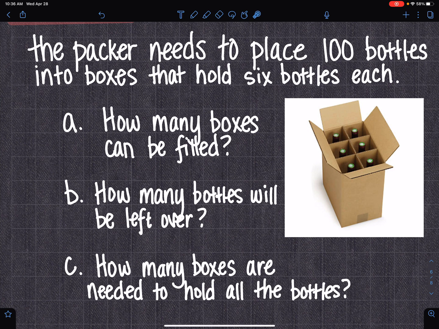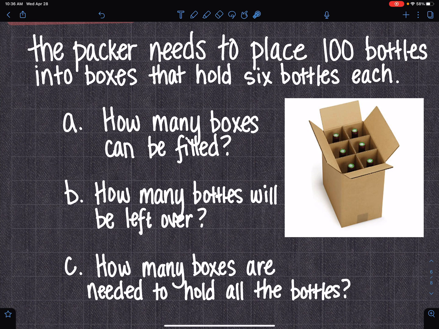Okay, so I found a picture of what that might look like. So here's a box. Let's count the bottles. 1, 2, 3, 4, 5, 6. So it would look like this. Each box can only hold 6 bottles. It can't hold 7, but it could hold 5 or 4 or 3 or 2 or 1, right? You could leave part of the box empty.